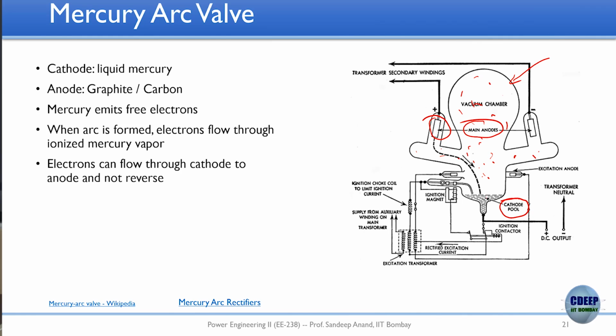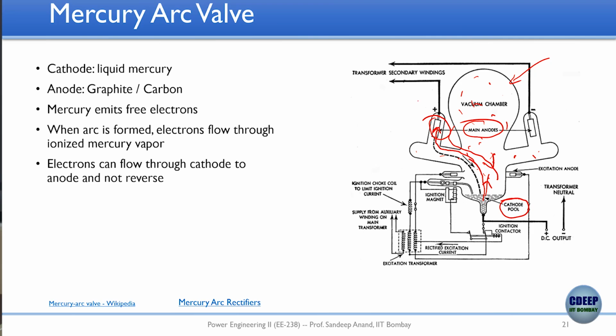Now, mercury emits a lot of electrons, which can easily go from this pool of mercury through this vapor of mercury, and then be absorbed by the carbon or graphite sitting here. So what it did is allow the current to flow through. If the electrons flow from the mercury at the bottom to the top, then the current flows from top to bottom. So it allowed current to flow in this direction only and didn't allow current to flow in the other direction, because the electrons would only go from mercury to the carbon.